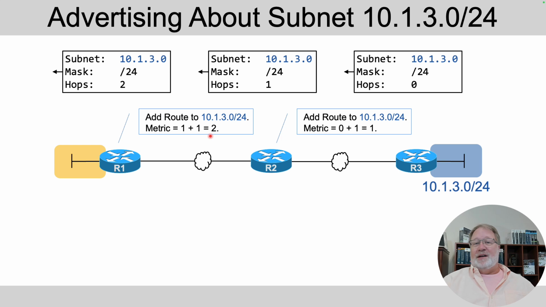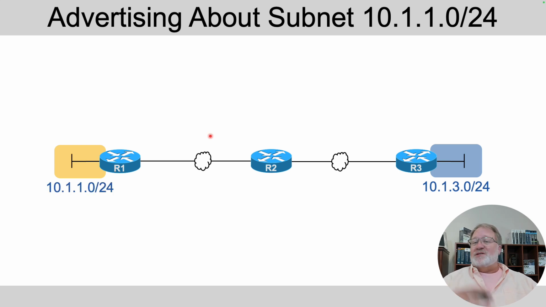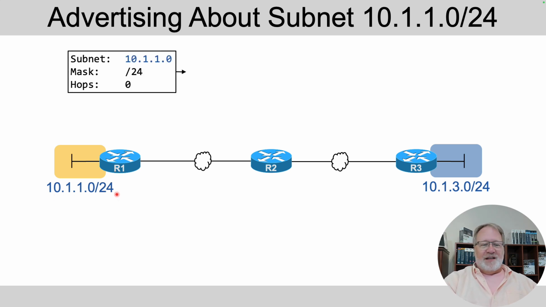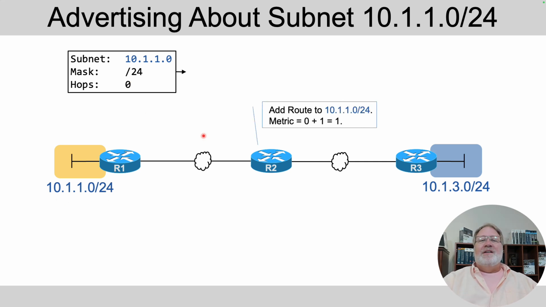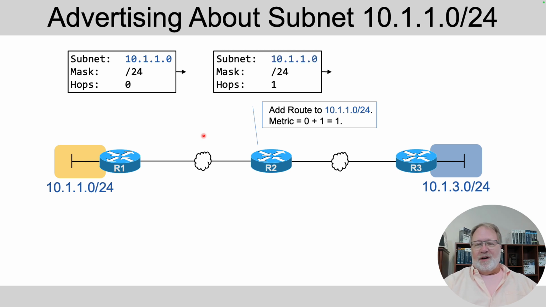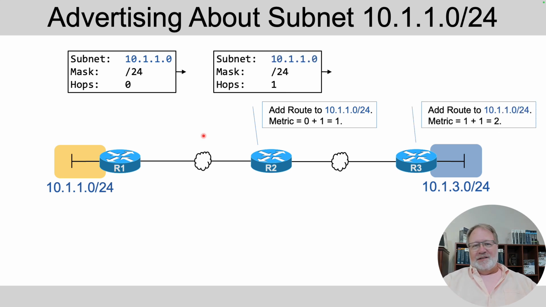All right, so that's the general idea, but there are, of course, more specifics than that. And just to complete the story, let's say that R1 then wants to advertise about subnet 1 over here on the far left. Same idea. It has a connected route to that subnet on the left. It advertises that over to router R2. R2 adds a route to its routing table, advertises that over toward router R3. R3 adds a route to that subnet into its routing table.